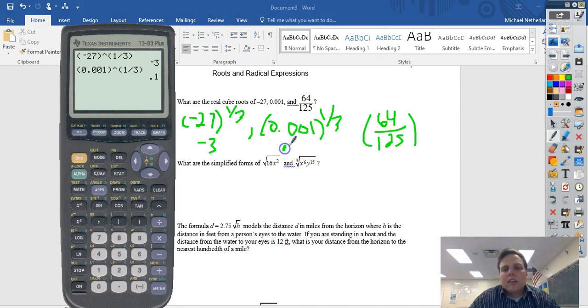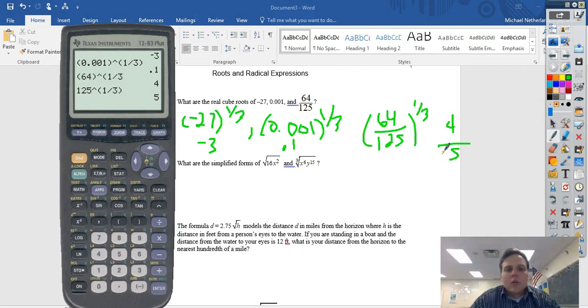Now 64 over 125. Oh, I forgot to raise that to 1/3. What I suggest you do for this one is check the numerator versus the denominator, so that we make sure we don't get a decimal, but rather a fraction. That gives us 4 over, and then we check 125 raised to the 1/3, and that is 5. So we get 4 over 5. There you go. That's how you do each one of these.